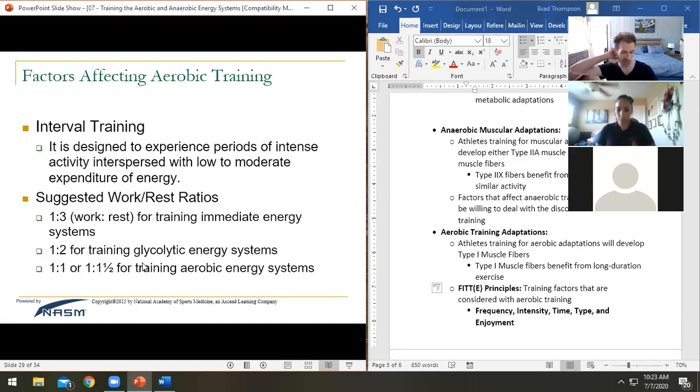And then a 1-to-1 ratio is going to work on your aerobic energy system. That's like 1 minute on, 1 minute off. That's pretty long, so I'd say 30 seconds on, 30 seconds off. That's even better. But honestly, steady state cardio is a really good example of that as well. You don't even necessarily need to do intervals if you're training your aerobic system.